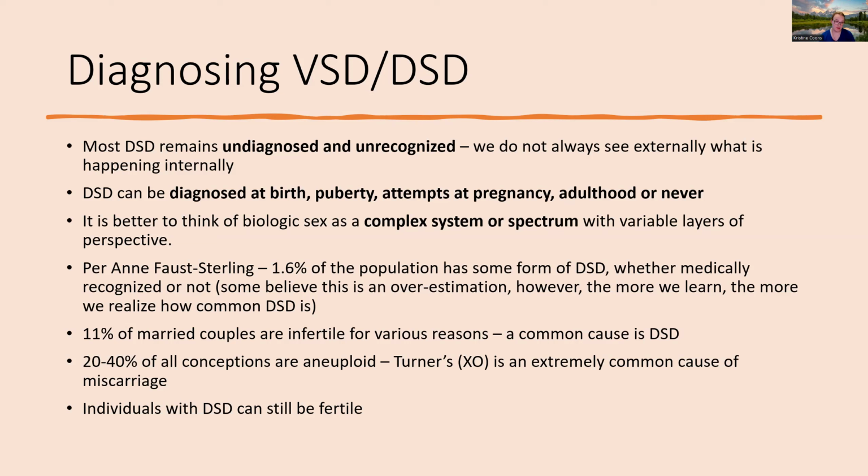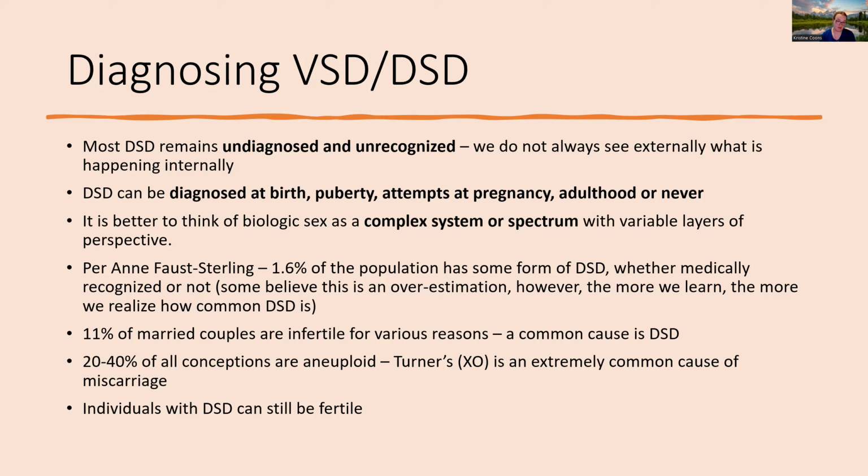For example, I put on here a statistic of 11% of married couples being infertile for various reasons. A common reason for that is a difference of sexual development, whether we find out that they have Turner's, Klinefelter's, De la Chapelle, or Swyer syndrome, or some other variation that we have not described as of yet. One of the most telling statistics here is that 20 to 40% of all conceptions are aneuploid. Again, aneuploid just means a different number of chromosomes than what is expected in humans. The number in humans is 23 pairs, or a total of 46. Somebody who has Klinefelter's has 47. Somebody with Turner's has 45.